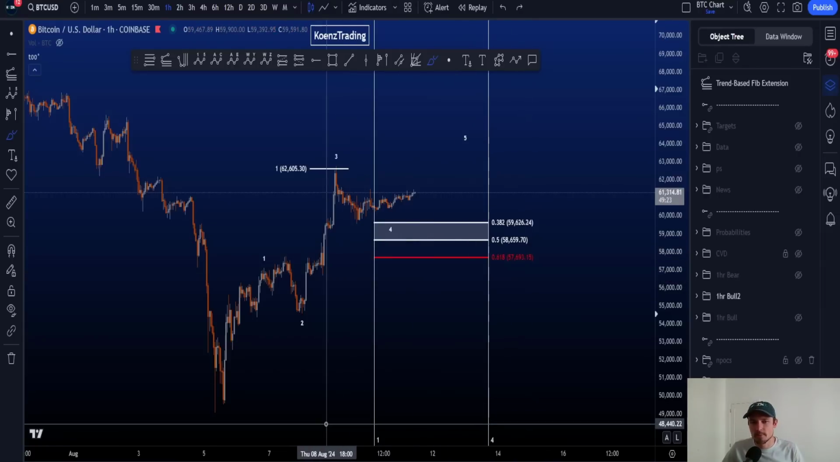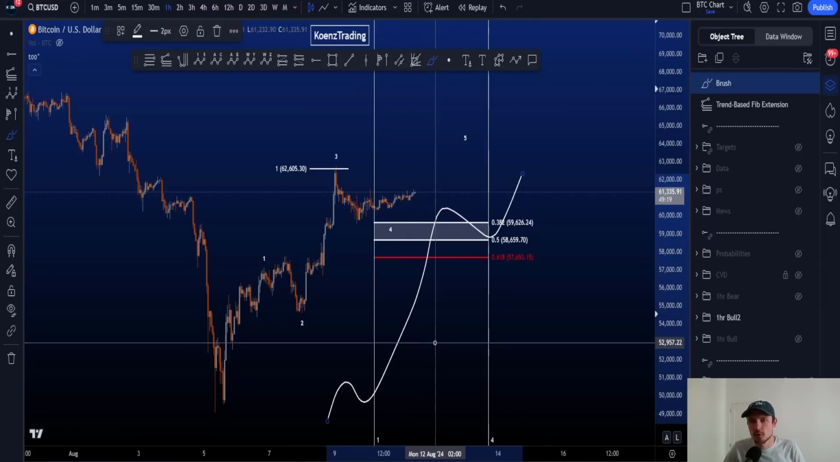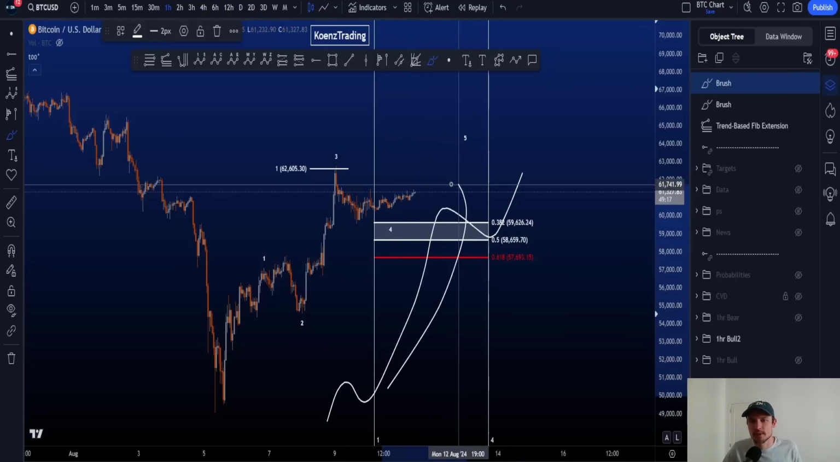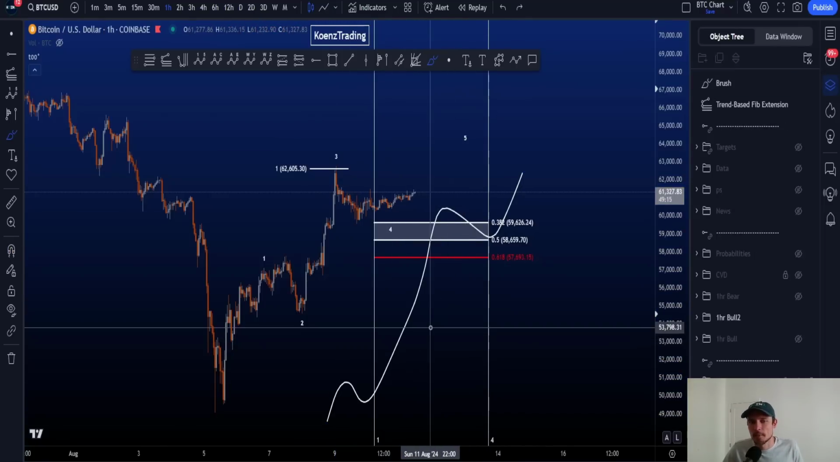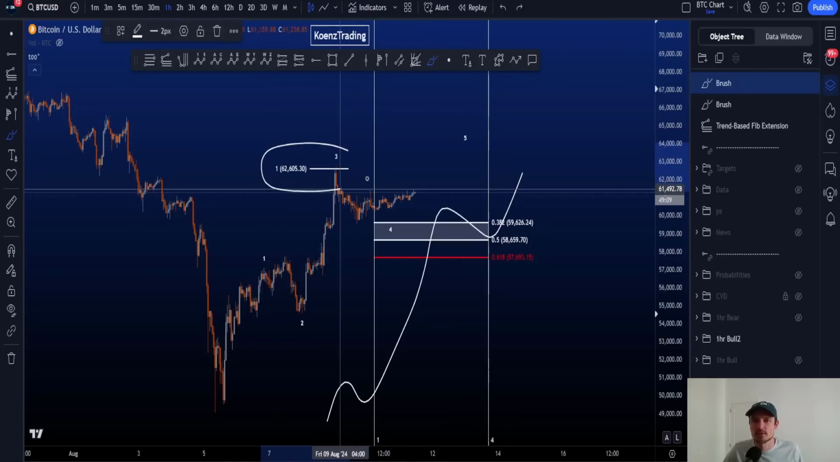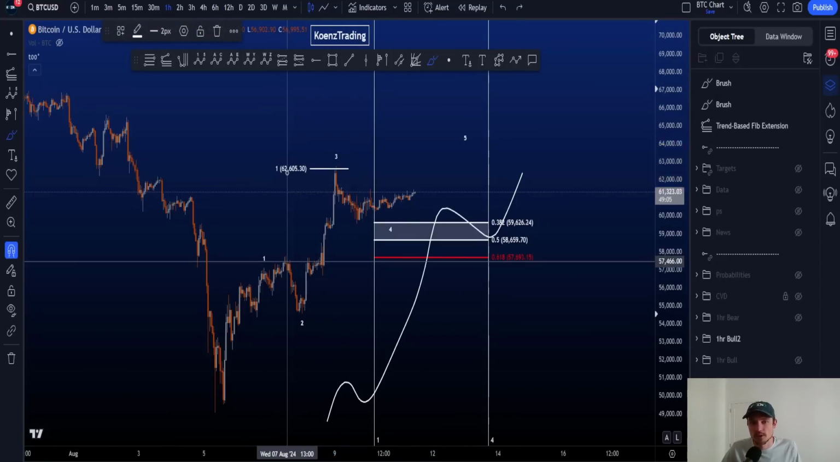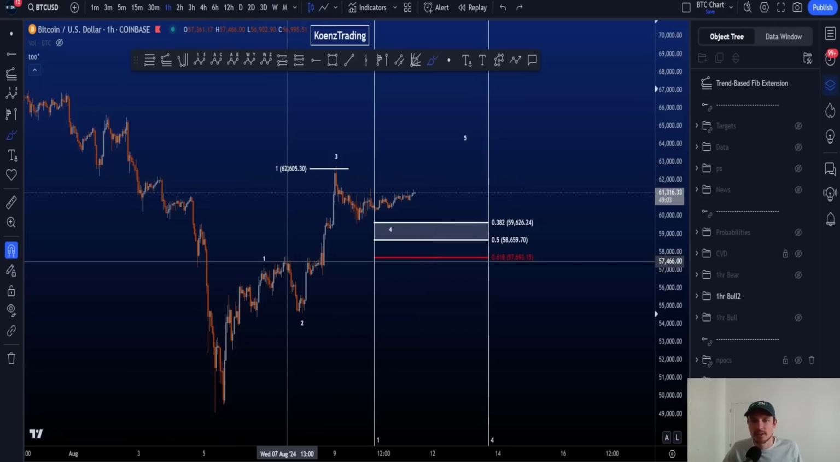However, in an impulse 1, 2, 3, 4, 5, it is by far most common for a wave 3 to extend, meaning to at least move to the 1.618, which is a lot higher, right? We didn't hit the 1.618 trend-based fib extension. We stopped at the 62.6K 1-to-1 trend-based fib extension. Now, it is not an invalidation for this scenario.